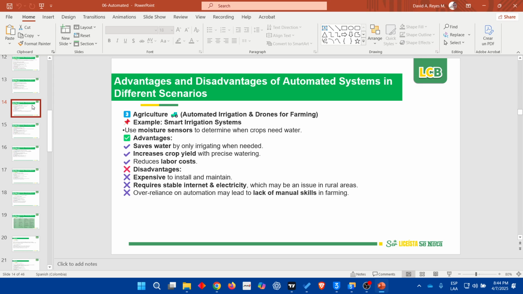Advantages: save water. Advantages: increase crop yield with precise watering. So that means that you are going to put the appropriate amount of water. Reduces labor cost. Disadvantages: it is expensive to install and to maintain. Requires stable internet and electricity. And over-reliance on automation may lead to lack of manual skills in farming.